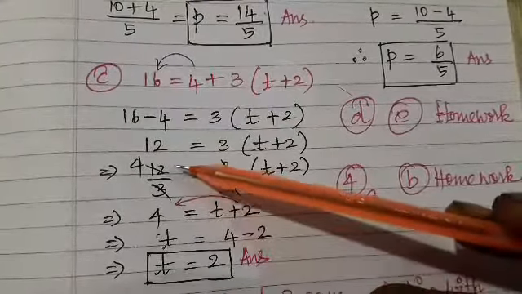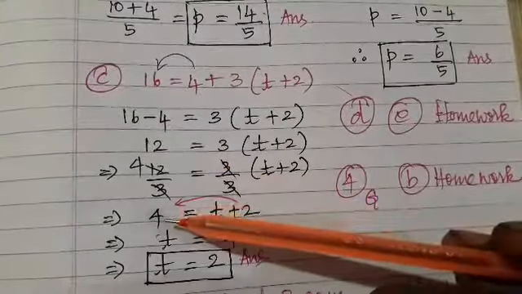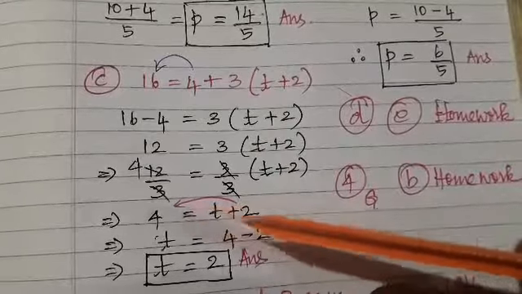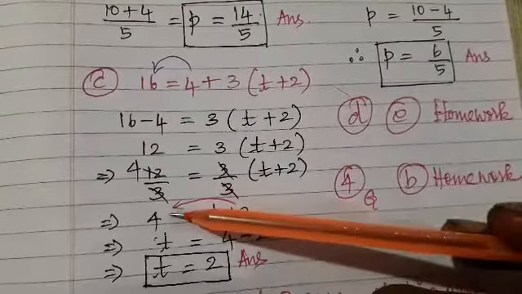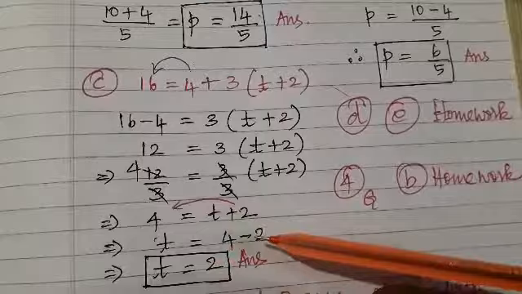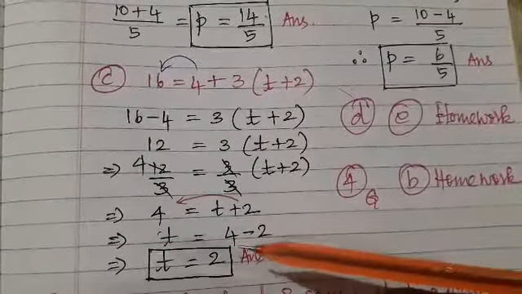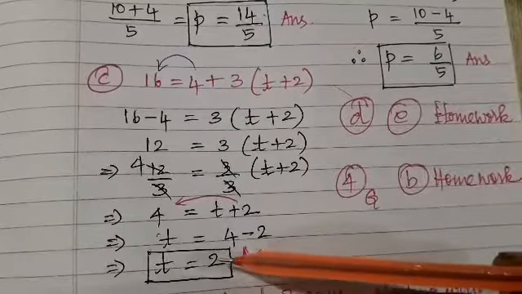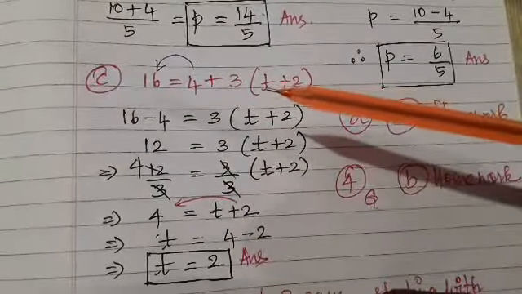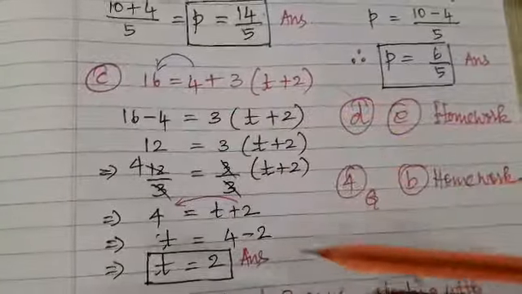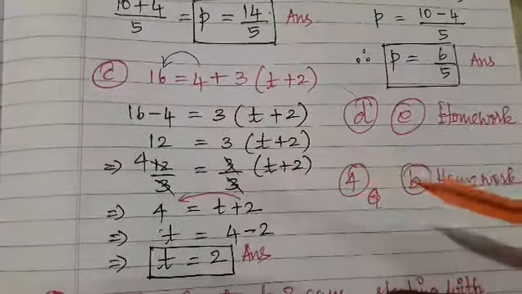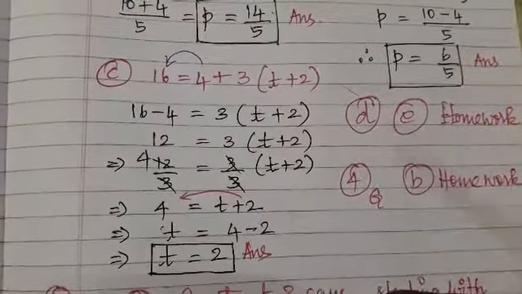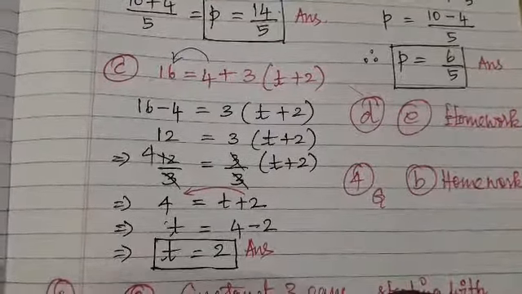So this side 3 can divide 12. So it became 4. Here 3 and 3 cancel. So t plus 2 equal to 4. Then I am changing this 2 to the other side. That means t equal to 4 minus 2. What is 4 minus 2? 2. So therefore the t answer is 2. When you substitute this t value in this bracket, both sides' answers will be the same. Okay, that is the C problem. D, E you take as homework in the third question. Okay, then we will go for the fourth question.